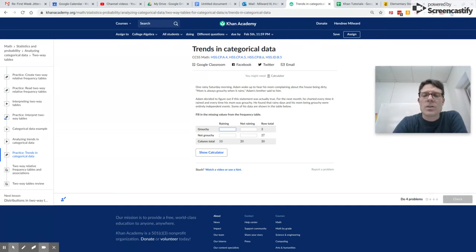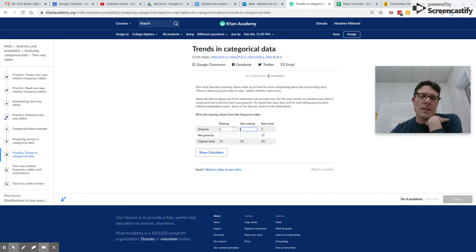So if we think about the different values we could put in here, let's say we put in a 2 here. So that's 20% of the time that she's grouchy when it's raining. If it was also going to be 20% here, what's 20% of 20? That's going to be 4. But then our row totals don't add up. So 2 plus 4 is 6. We can only have 3 here.